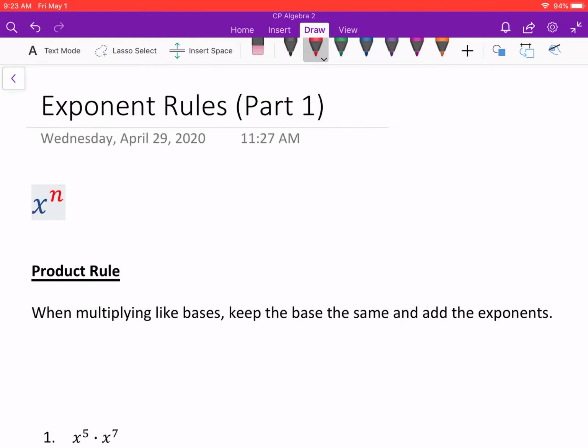This is our first video reviewing exponent rules. We're going to start out with just some terminology. If you have something like x to the power of n, that n is called the exponent, and that x, that part of it, would be called the base.